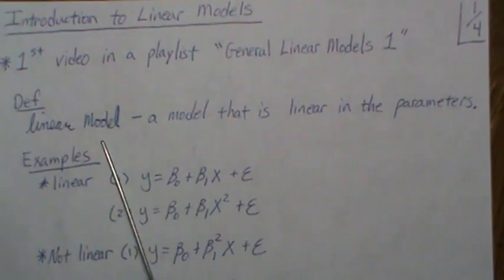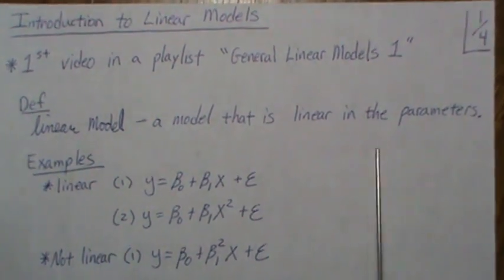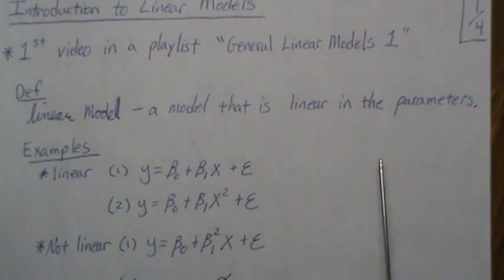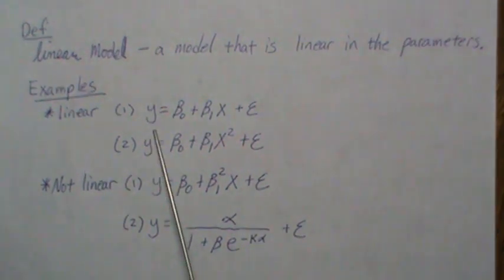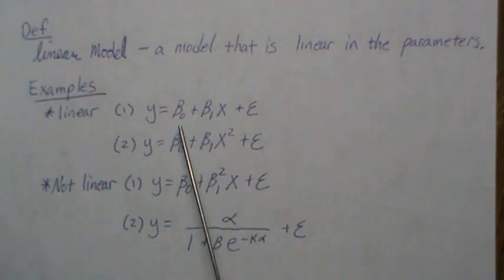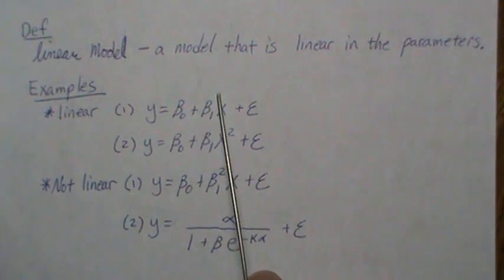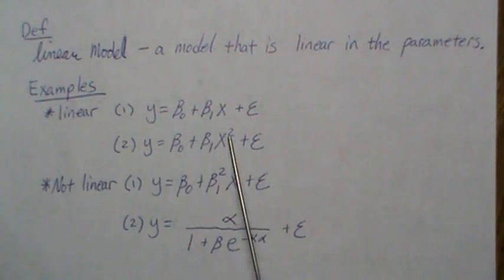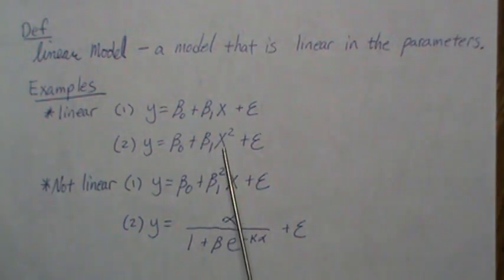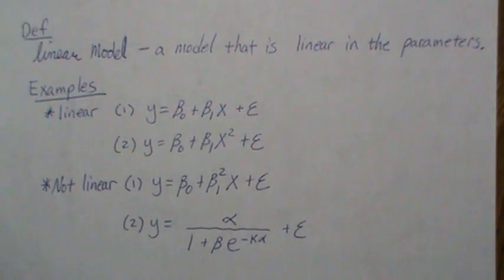Now, the definition of a linear model is that it's a model that is linear in the parameters. And here are some simple examples. So these two are linear models because the parameters are all raised to the 1, and it's the sum of them. Now, that doesn't say anything about the x's. They can be of higher degree. Linear models just means linear in the parameters.